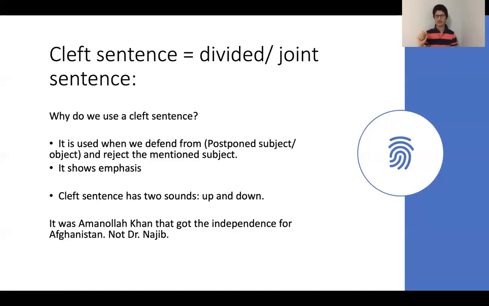We studied in a previous lesson about emphasis sentences or the emphatic do. This kind of sentence, the cleft sentence, also shows emphasis. When you want to emphasize that someone did something, then you use a cleft sentence. Like this one: it was Amanullah Khan that got independence for Afghanistan, not Dr. Najib. Okay? Remember, a cleft sentence has two sounds, up and down. Because we are trying to show the emphasis on a specific part of the sentence, sometimes we go up and sometimes we go down.